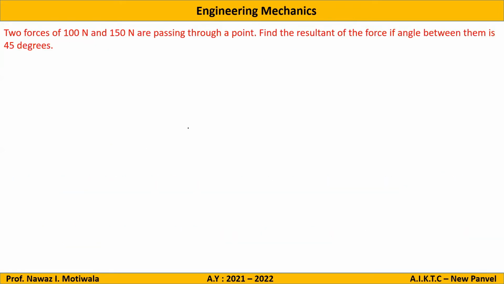Now let us apply this to one of the problems so that it will be more clear. So this is the question. Two forces, 100 Newton and 150 Newton, are passing through a point. Find the resultant of the force if the angle between them is 45 degrees. What can you say about this question? Have you seen this question earlier?